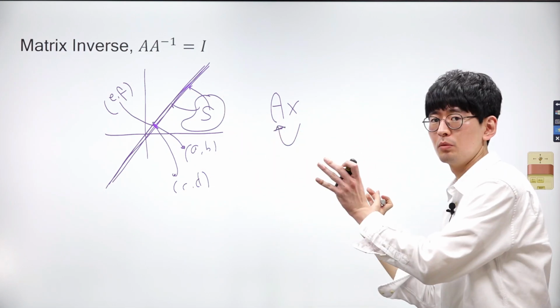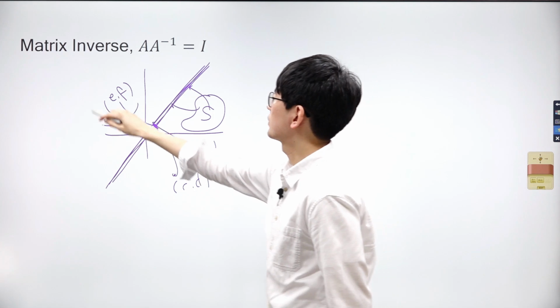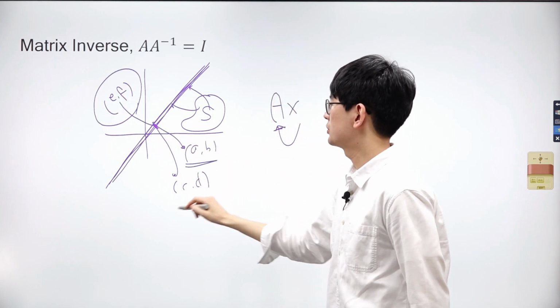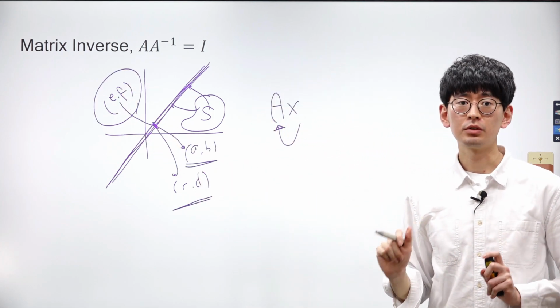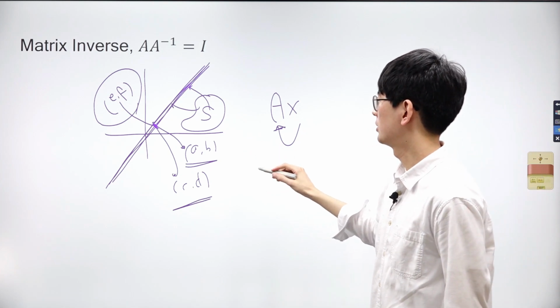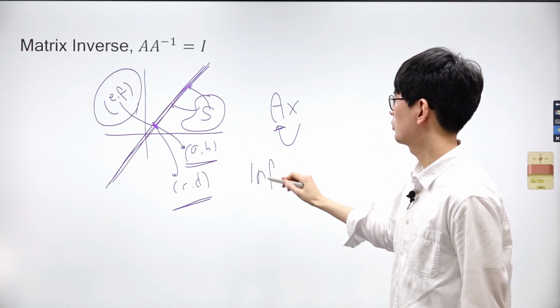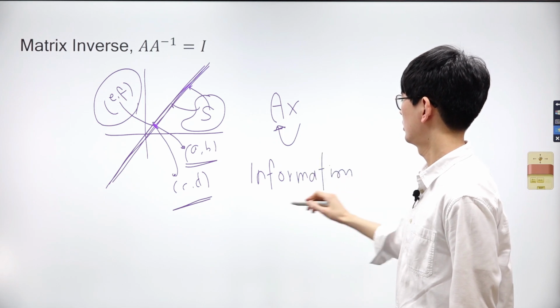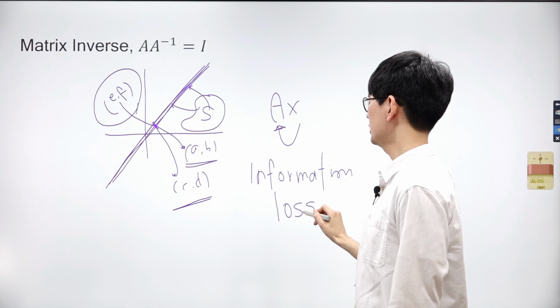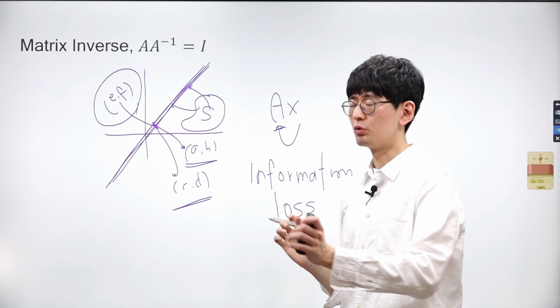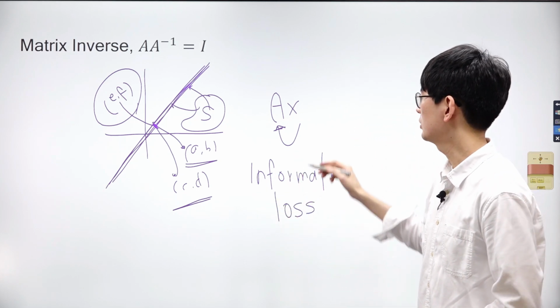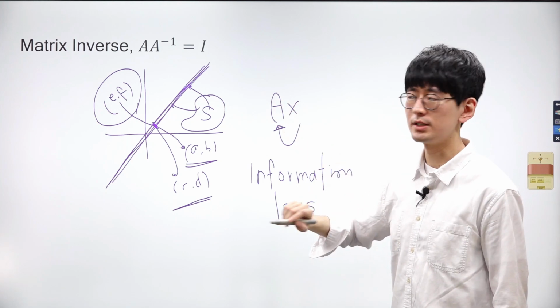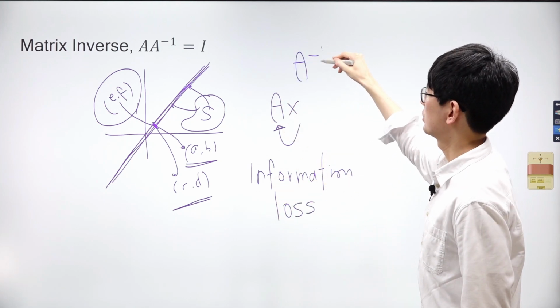However, to restore the transformed space back to the original space, we would have to know where the original coordinates (e, f) came from, and we lose track of that. This loss of information is referred to as information loss. Because of this information loss, we cannot restore the space back to its original space. Consequently, in this case, the inverse of matrix A does not exist.